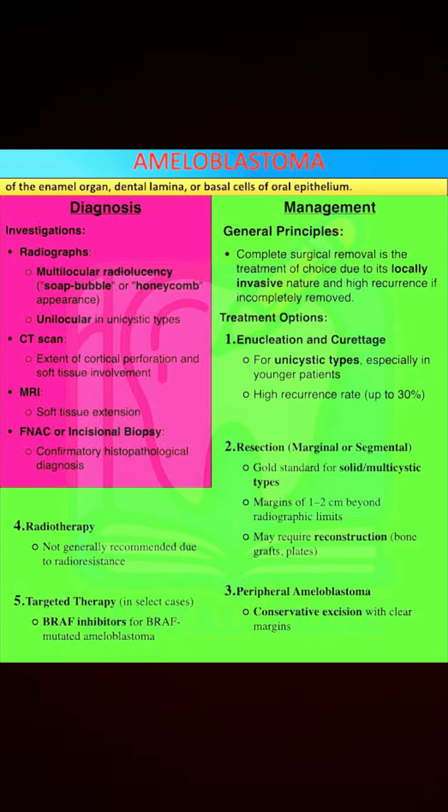In the granular cell type, stellate reticulum-like cells get transformed into cells with coarse granular eosinophilic cytoplasm. This type is found to be a more aggressive type with high chances of recurrence and metastasis. Next one is the desmoplastic type: small islands and cords of odontogenic epithelium in a densely collagenized stroma.